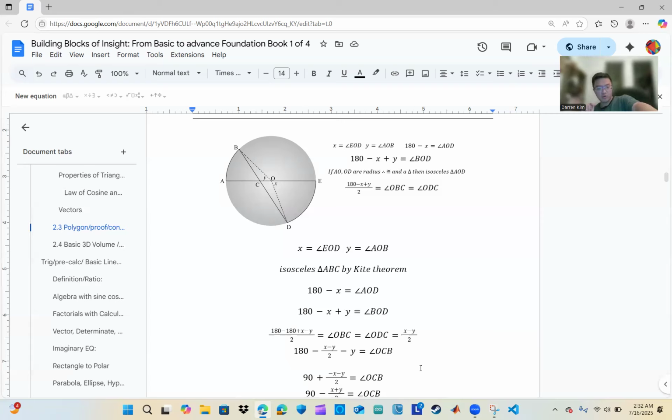So this is OBC over here. This OBC is what I'm looking for. And then this is equal to ODC, which is 180. And what I did was minus BOD, right? And I divided by 2. That sounds really correct. What could it possibly be? But for now, I don't know.